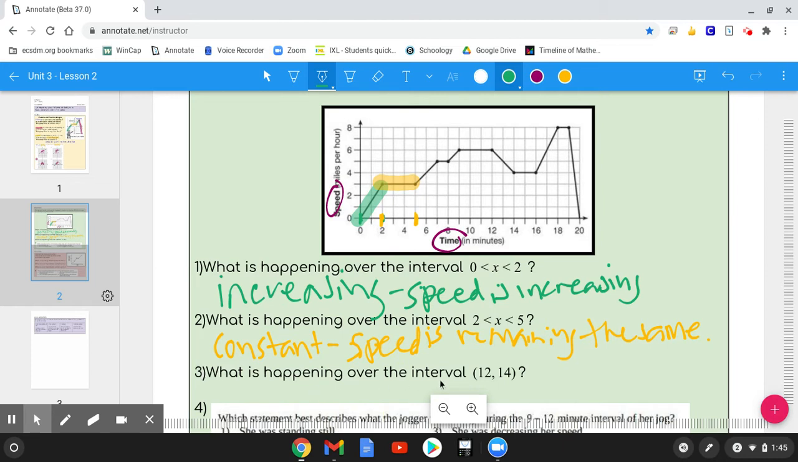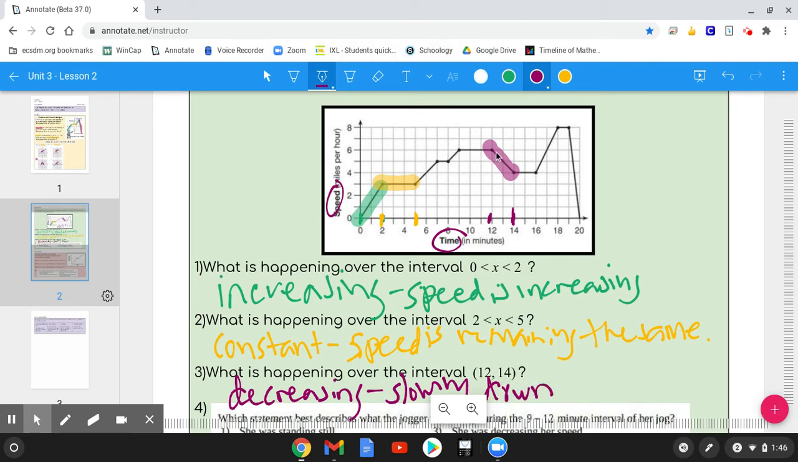What is happening over the interval 12 to 14? Notice this is just another way to write an interval between 12 and 14. So let's highlight that on our x-axis, 12 and 14. What is our graph doing there? What's our graph doing between 12 and 14? The graph is decreasing. Now, what does that mean in the context of this problem? The graph is decreasing. We're talking about speed and time. That means it is slowing down.